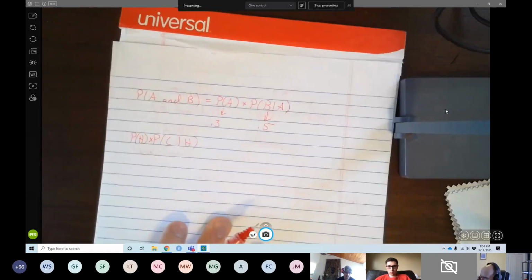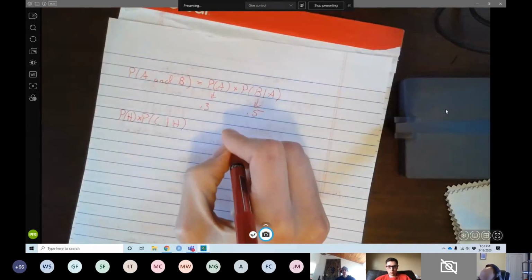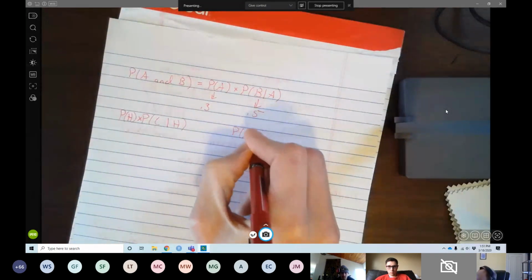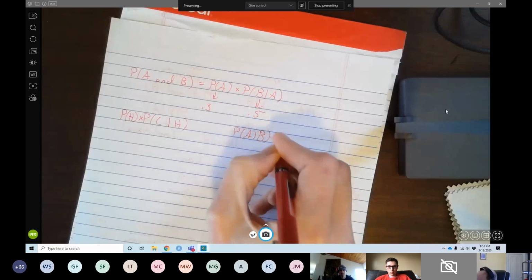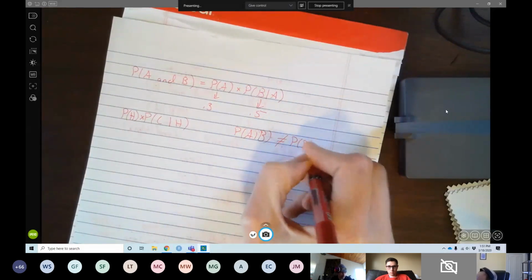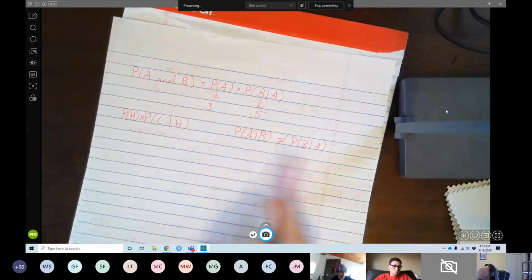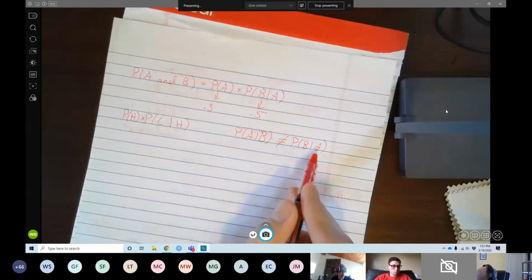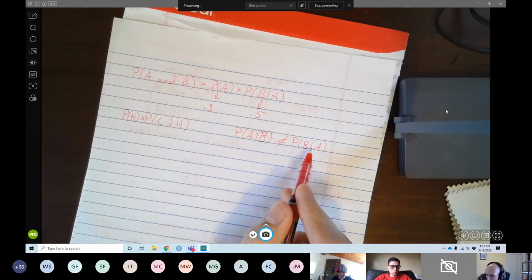So you want to make sure you know which conditional probability you have, because the probability of A given B is usually going to be different than the probability of B given A. So you have to know which one you want to use, and whichever one goes second, that's the one you're going to multiply its marginal probability.